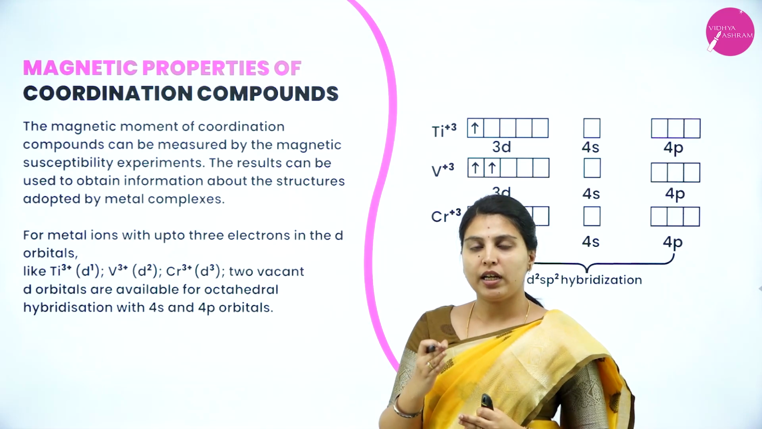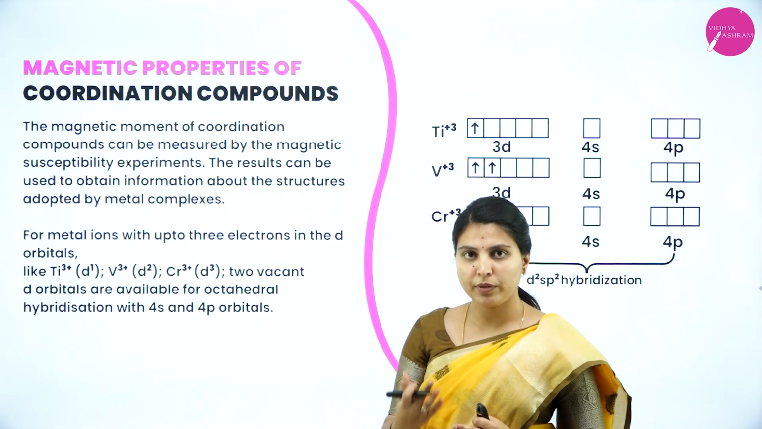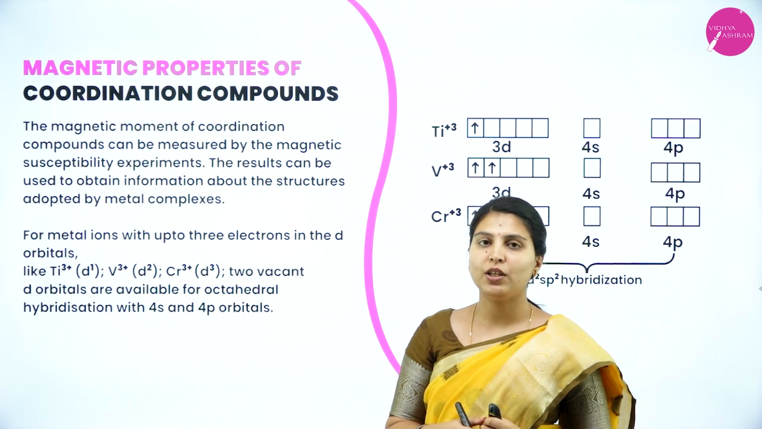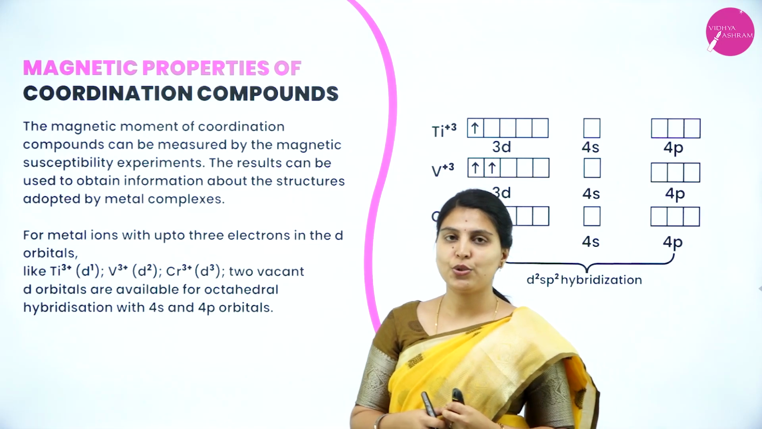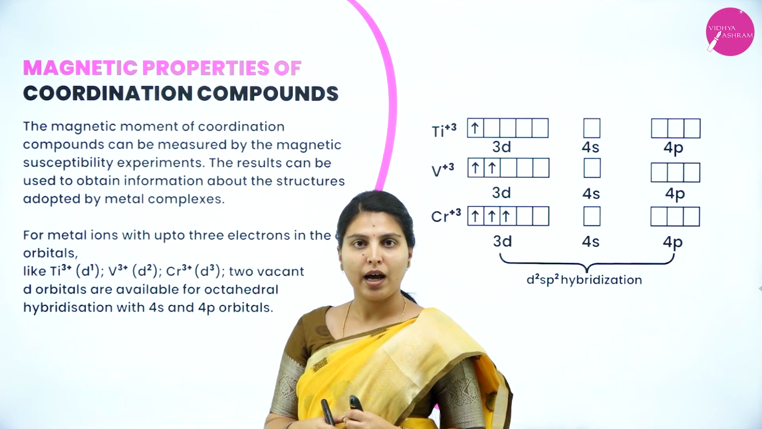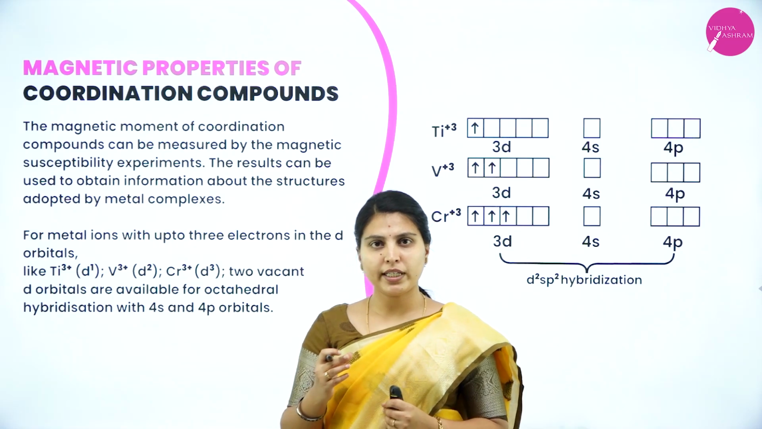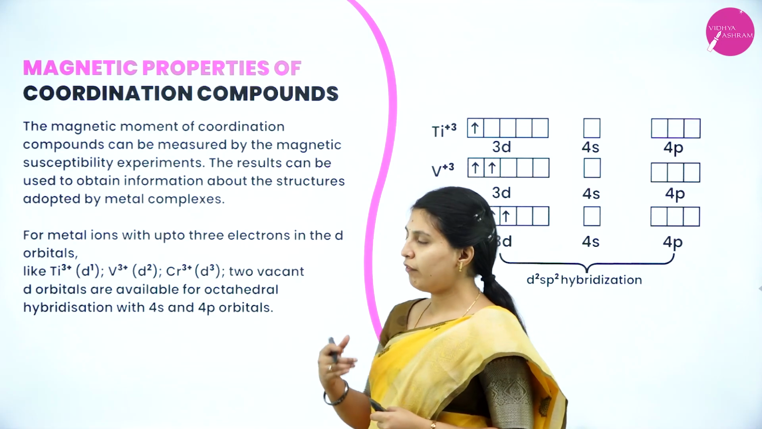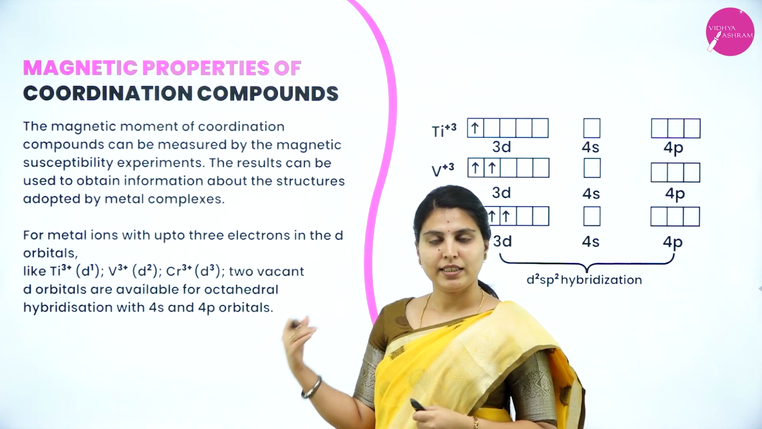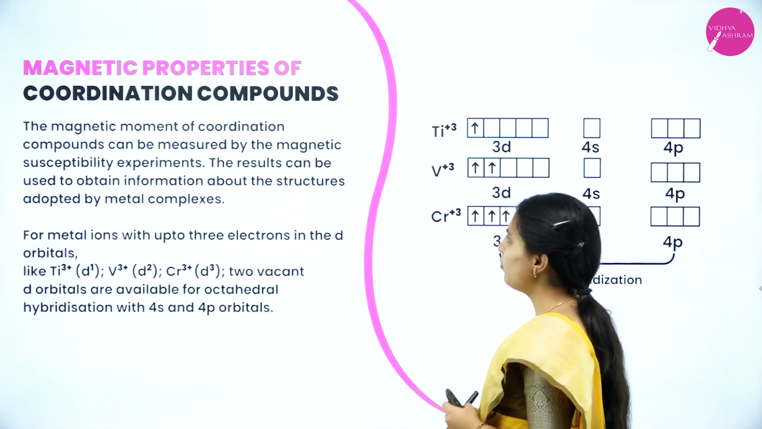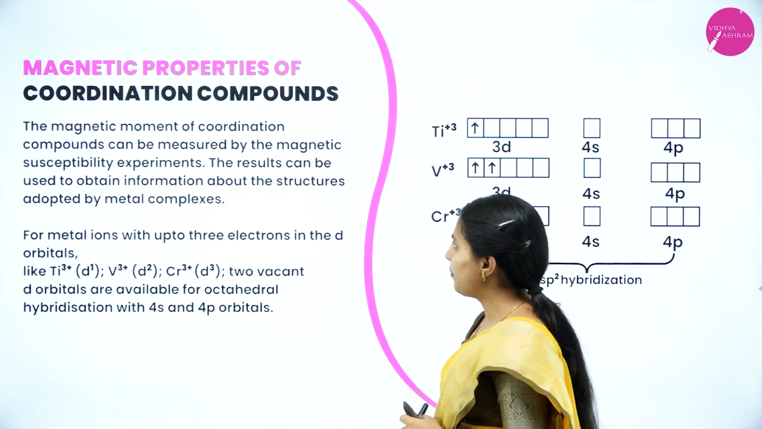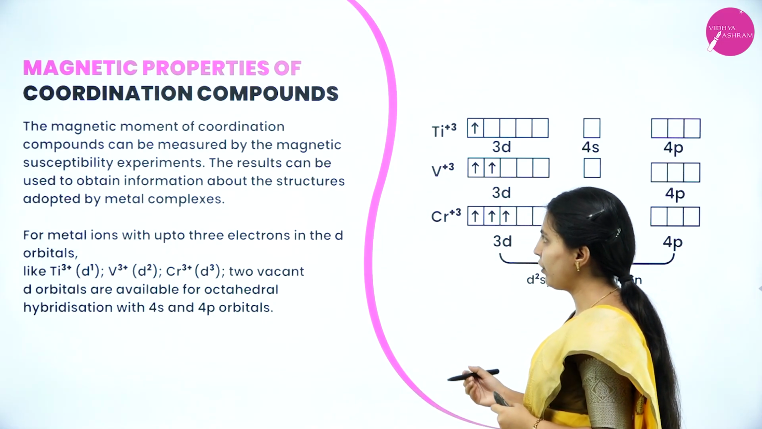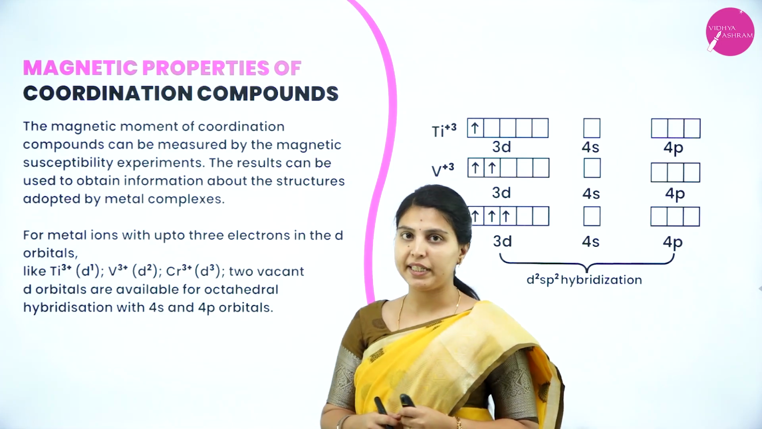Okay. And if unpaired electrons are present, then the magnetic moment is calculated using the Bohr magneton, and that formula is root n into n plus 2, where small n is the number of unpaired electrons. This is the introduction part of magnetic properties. You know it already, but we have to amplify this concept with the d block elements. The magnetic moment of coordination compounds can be measured by magnetic susceptibility experiments. The results can be used to obtain information about the structures adopted by metal complexes.